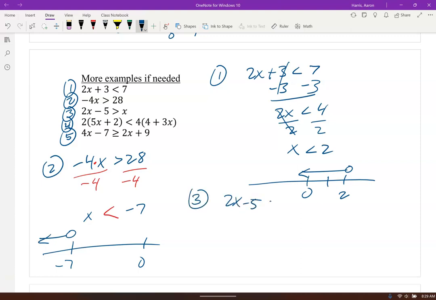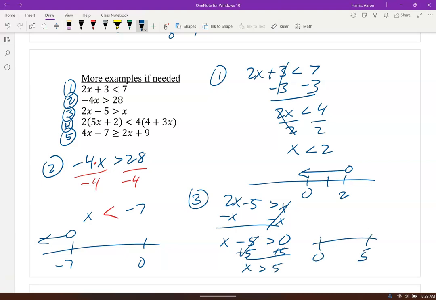Let's do this third one. 2x minus 5 is greater than x. I got to get all my x's on the left-hand side. So now I'm actually left with 0 over here. But then I'll add 5 to both sides. So x is greater than 5. I'm greater than 5 on that.